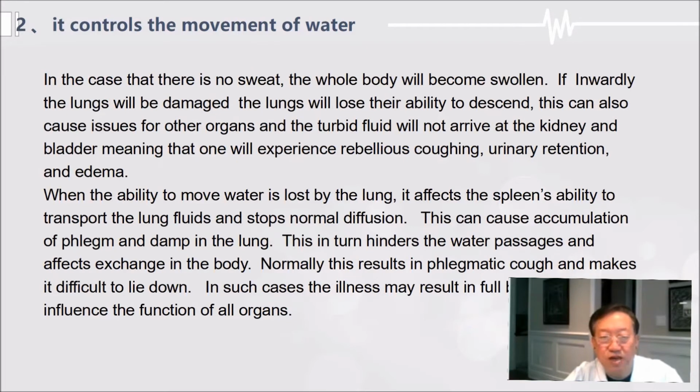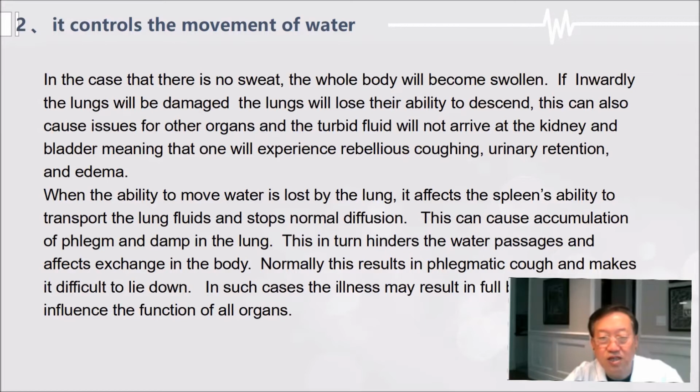If inwardly the lungs are damaged, the lungs will lose their ability to descend. This can also cause issues for other organs, and the turbid fluid will not arrive at the kidney and bladder, meaning that one will experience rebellious coughing, urinary retention, and edema.